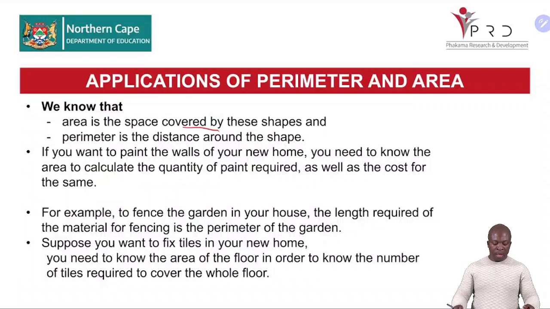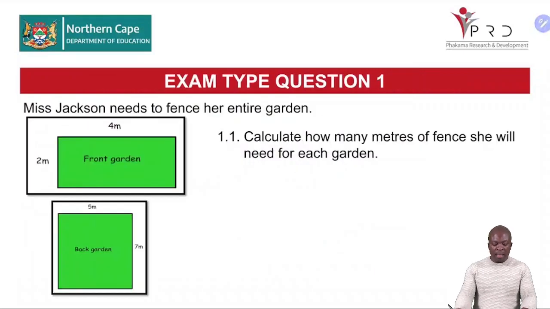Okay. Let's look at some possible exam type questions then. Miss Jackson needs to fence her entire garden. Once you hear fence, we are talking of the perimeter, the distance, meaning from one point to the next point, and so on. So let's look at the kind of questions that the examiner is giving to us. The examiner says, calculate how many meters of fence she will need for each garden. So this is how you approach it.